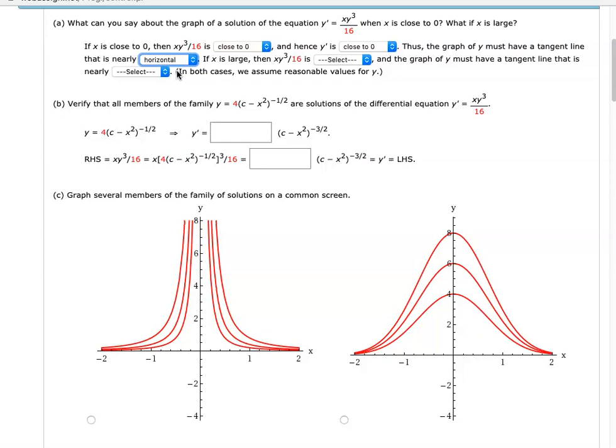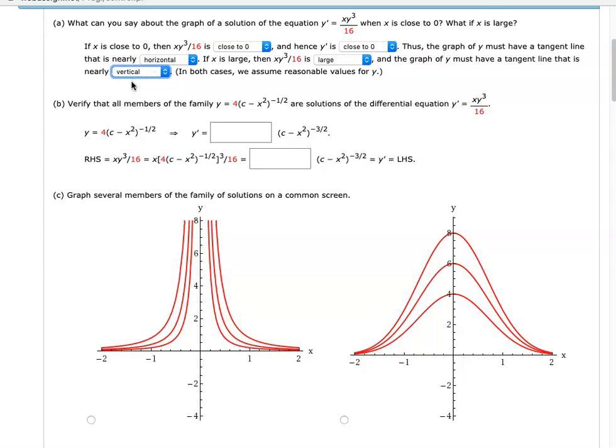Okay. All right. If x is really big, if x is large, then xy cubed over the number is large. And the graph of y must have a tangent that is nearly vertical. Okay. In both cases, we assume reasonable values for y.